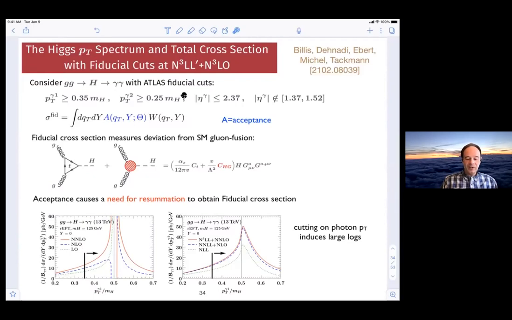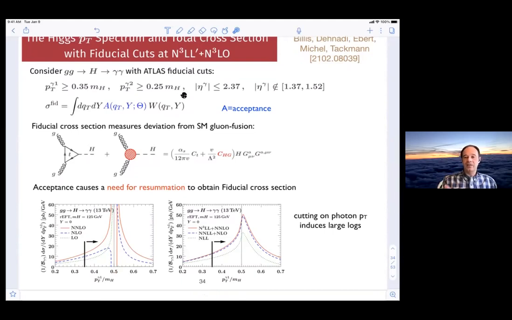And in this plot here, I'm kind of showing you why you get sensitive to resummation. You can think of 0.5 in this plot as the maximum value that the photon PT would have if there was no transverse momentum in the Higgs. If the Higgs had 0 transverse momentum, then all the transverse momentum comes from the decay, and half the Higgs mass is the max. So there's a kind of a Jacobian peak here. And if you have some recoil, if you have some transverse momentum in the Higgs, then the photon PT can be larger than the Higgs mass over 2.